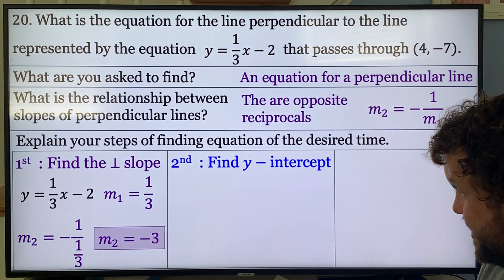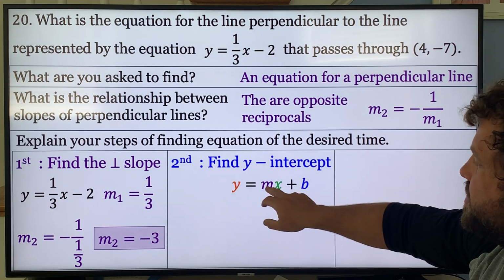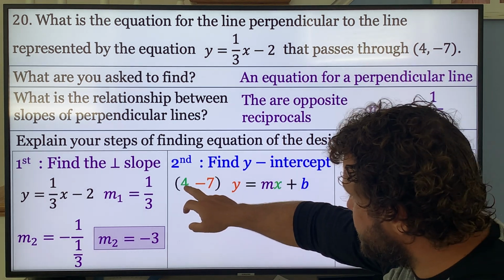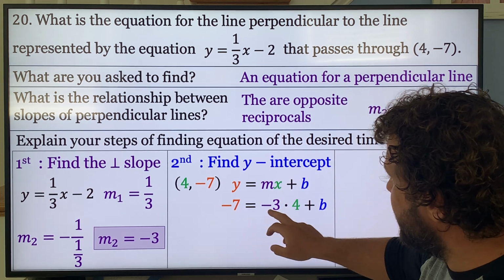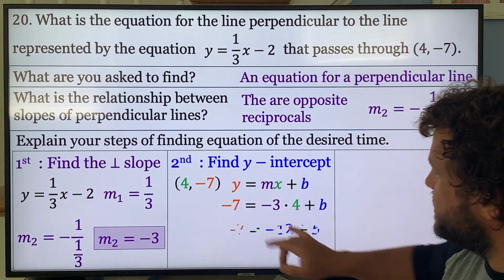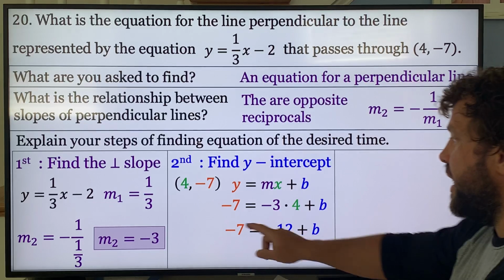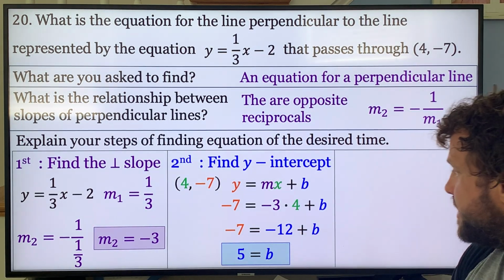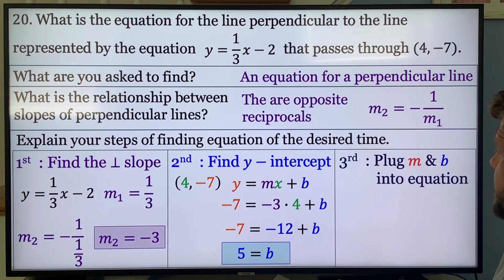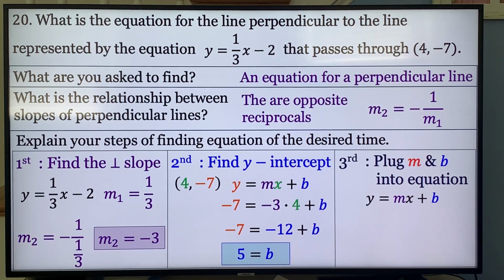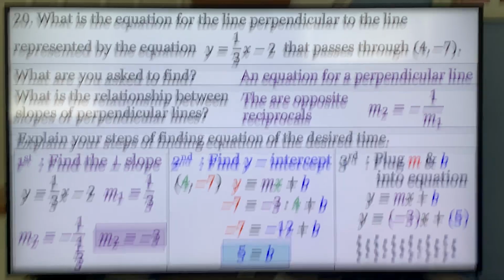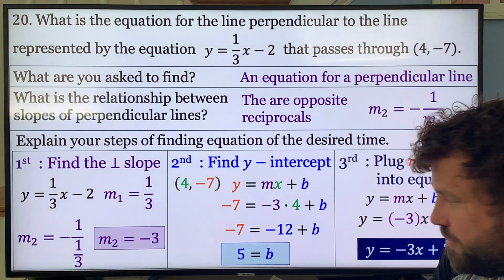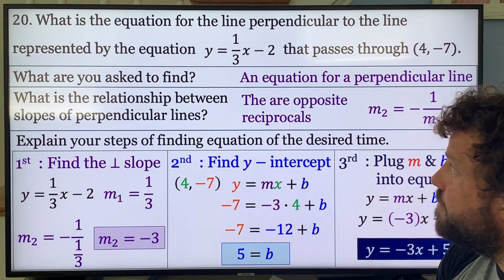Find the y-intercept. The way to find the y-intercept is the same way as before. y equals mx plus b. We're going to take our point, 4, negative 7. 4 goes in here, so negative 7 equals negative 3 times 4. Negative 7 equals negative 12 plus b. Add 12 to both sides, and b should be 5. Yes. Questioning everything now. Plug it back into the original equation. y equals negative 3x plus 5. Negative 3x plus 5 is right. All right, I needed that one. Feel better now.